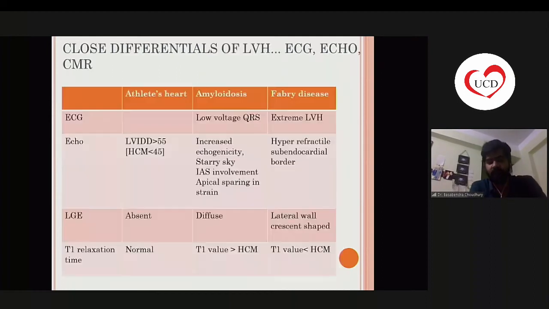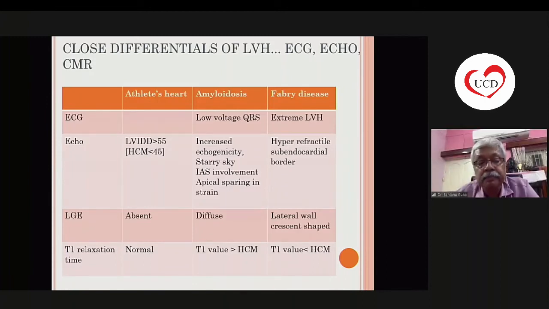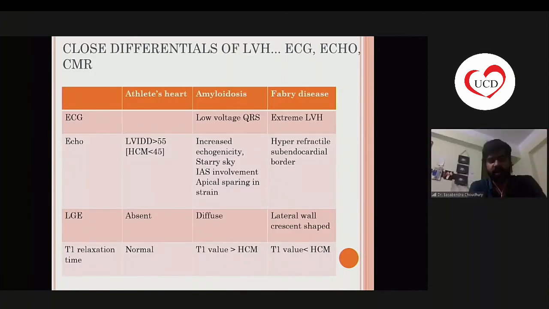Next slide. So we can use ECG, echo, and LGE and T1 relaxation time in CMR to differentiate between the different infiltrative cardiomyopathies. Next slide.